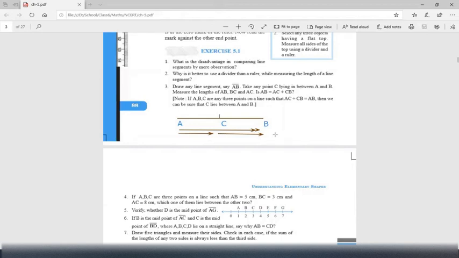So you have to draw it in your copy, a line AB. Then measure AB, AC and CB. So the idea is AB will be AC plus CB. If AB is 5 centimeter, then AC will be 2.4 centimeter and CB will be 2.6 centimeter. So the sum of AC and CB will be 5 centimeter.